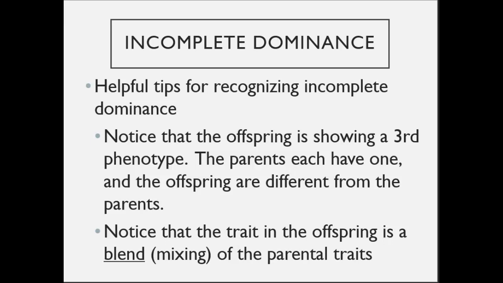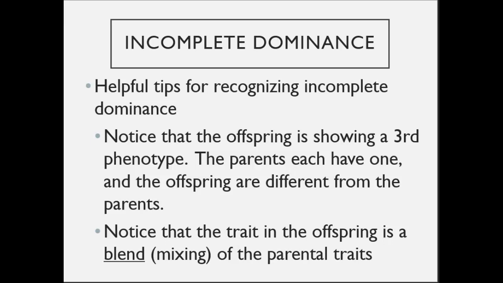So, helpful tips to recognize. When you're looking at a problem, in number one, you see all capital letters, you know it's going to be either incomplete dominance or codominance, and we'll talk about that in a minute. But you always want to look at that third phenotype. The parents are each going to have one phenotype. What does the offspring look like? Is the offspring a mix of the other two? Then it's incomplete dominance if there's a mixing of the two.